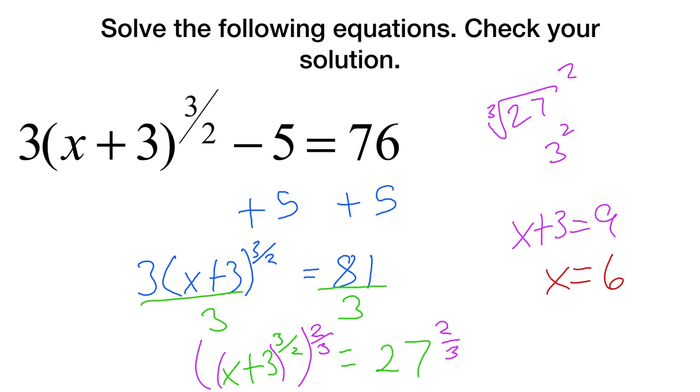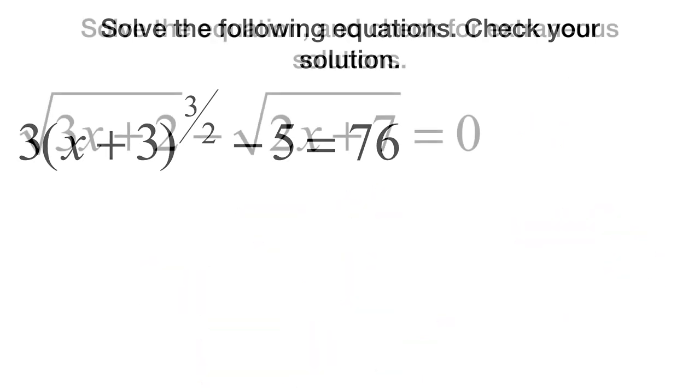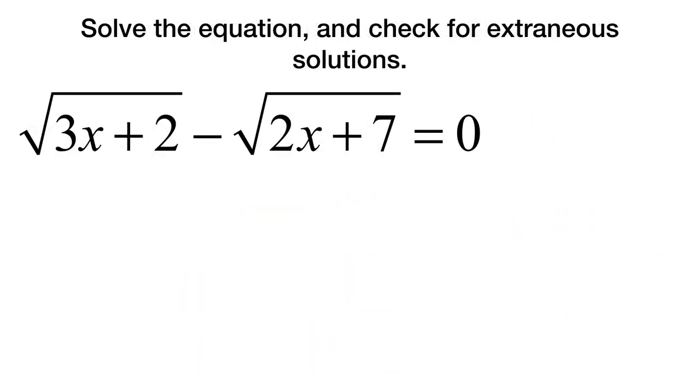So let's see. 3 times 6 plus 3 is 9. Square root of 9 is 3. 3 cubed is 27. So 3 times 27 is 81. Minus 5 is 76. Yep, this one works. Yay! All right. Oh, wait a second.